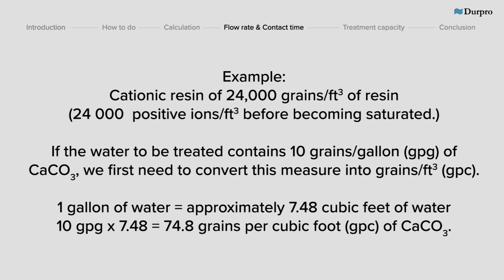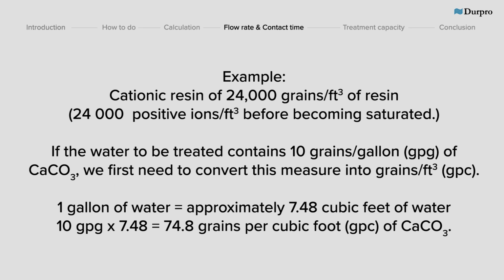If a cationic resin has an exchange capacity of 24,000 grains per cubic foot of resin, it means it can exchange 24,000 positive ions per cubic foot before becoming saturated. Now, if the water to be treated contains 10 grains per gallon of calcium carbonate, we first need to convert this measure into grains per cubic foot.